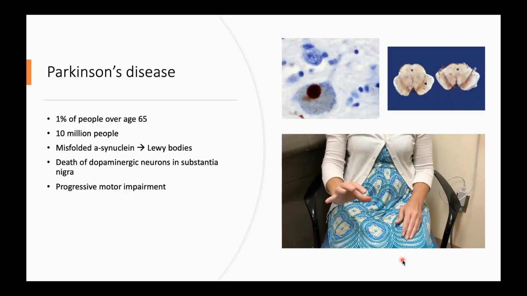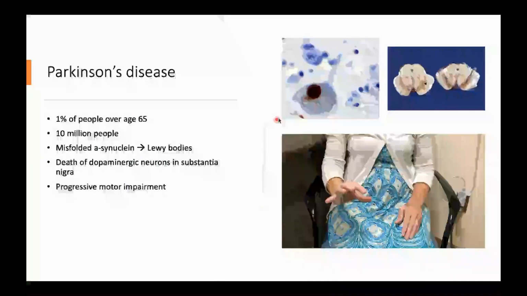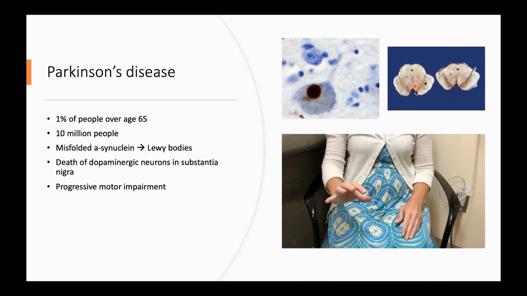So I'm moving away now from multiple system atrophy and back to Parkinson's disease. Unlike multiple system atrophy, Parkinson's disease is a quite common disease. It affects 1% of people over the age of 65, which is 10 million people worldwide. Again, its pathology consists of misfolded alpha-synuclein that forms these Lewy bodies in neurons, as well as to a lesser extent inclusions in astrocytes. This causes death of dopaminergic neurons in the substantia nigra and really progressive motor impairment.